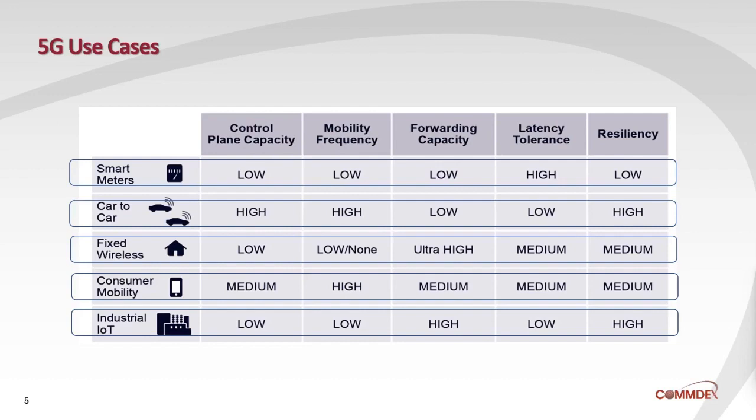So in summary, the use cases for 5G, such as smart meters, car-to-car communication, fixed wireless access, consumer mobility, and industrial IoT, have varying requirements for capacity, mobility needs, latency, and resiliency. 5G networks are designed to cater to these diverse use cases, enabling faster data transmission, real-time interactions, and reliable connectivity in each scenario. Although the technology is able to provide all this capability, proper planning and design is necessary for optimal and guaranteed results.